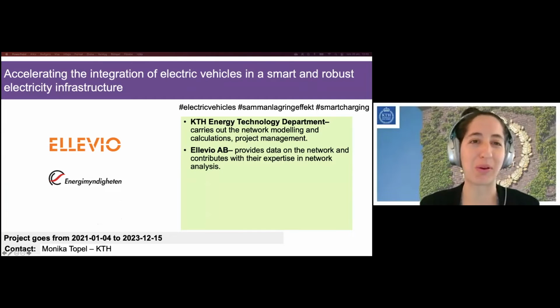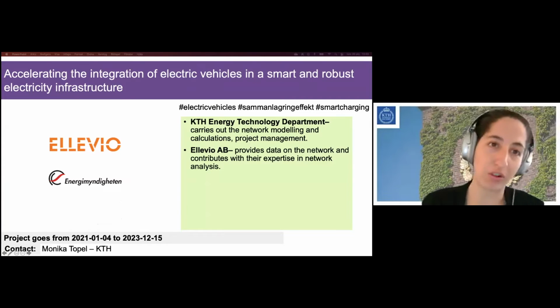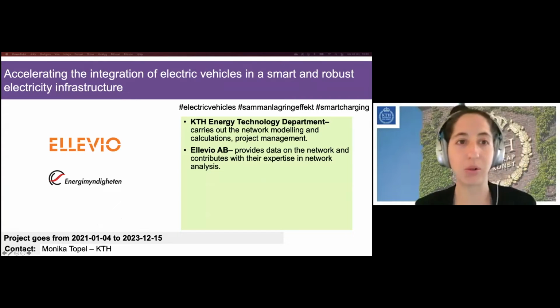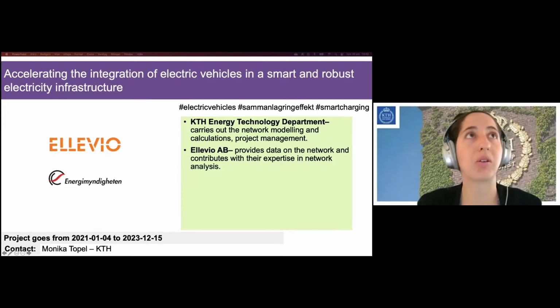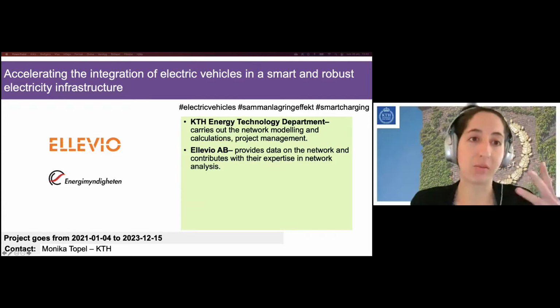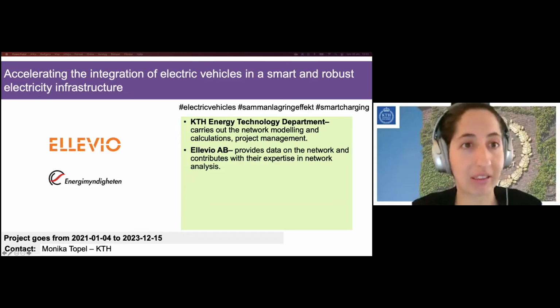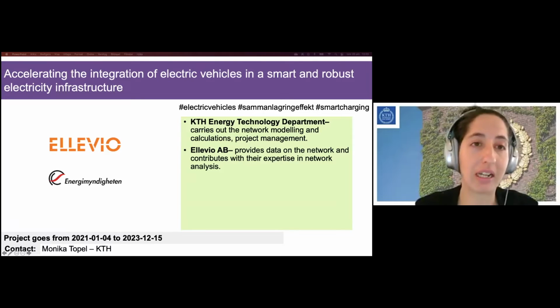So this is a cooperation between KTH, Ellevio, and Energimyndigheten as a financer. KTH will be carrying out the network modeling, power flow analysis, and calculations, and the project leadership. Ellevio will be contributing data about different districts that we will look at, and their expertise on network analysis, and also helping us identify mechanisms in which our analysis can support their daily work about connecting electric vehicles. So, next slide.